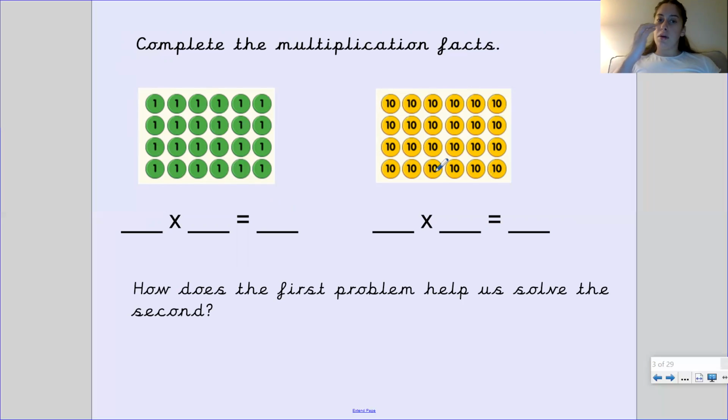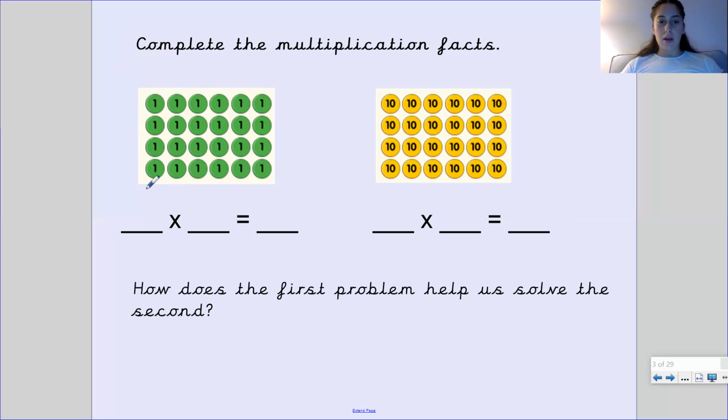Okay, so let's look at how many counters you've got altogether. Let's count in twos: 2, 4, 6, 8, 10, 12, 14, 16, 18, 20, 22, 24. So we've got 24 counters altogether. What's the value of each counter?